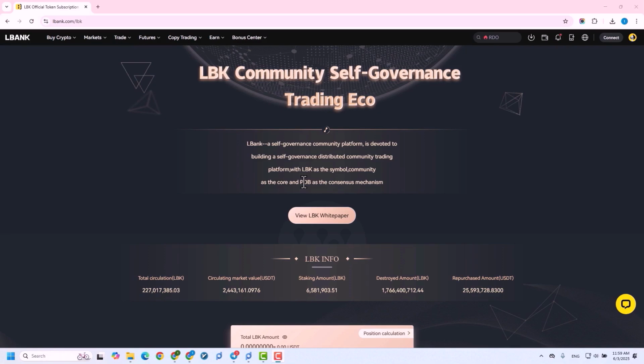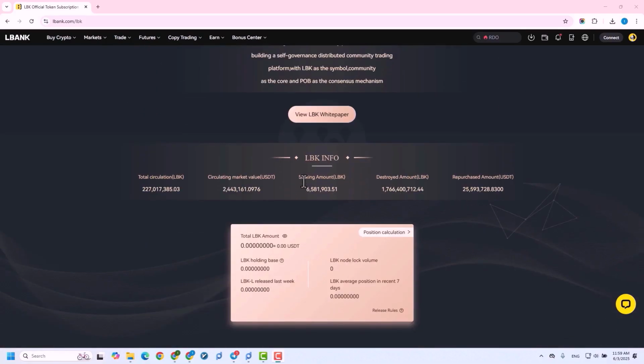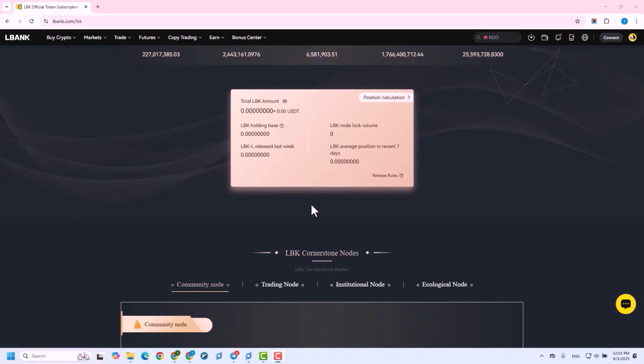LBank claims to be a trading platform with a self-governing structure and introduces LBK as the symbol of this structure. So far, more than 1.7 billion LBK tokens have been burned. More than 6.5 million tokens are currently being staked, and $25.5 million have also been spent on buybacks of this token.